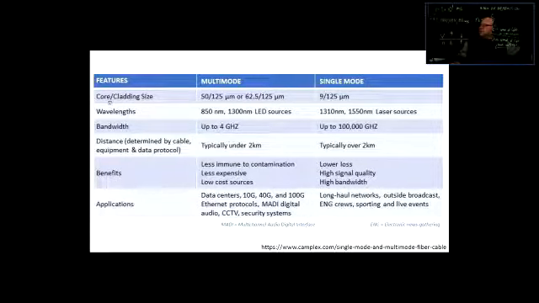So these will be the features here on the table. There will be multi-mode versus single mode, core versus cladding. We just talked about the sizes.